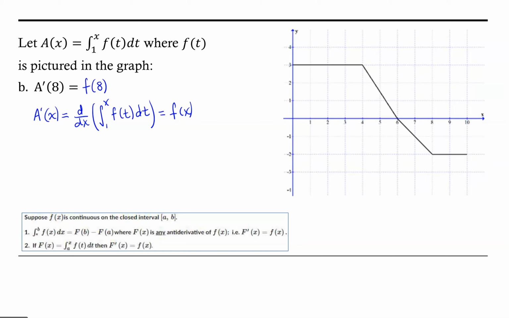And recall that f of t, our function f, is pictured here in the graph. So locating where x equals 8 on our x-axis, we can come down and find what the function value is at x equals 8. And that function value is -2. So A prime at 8 is equal to -2.